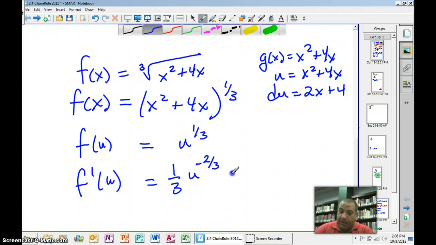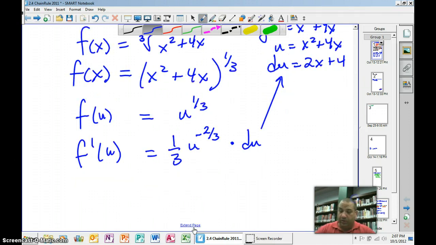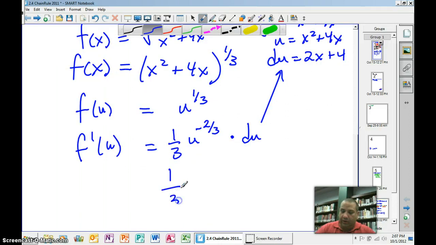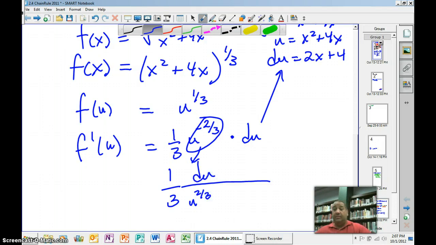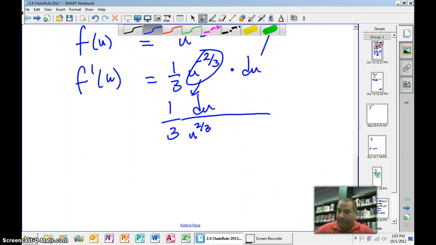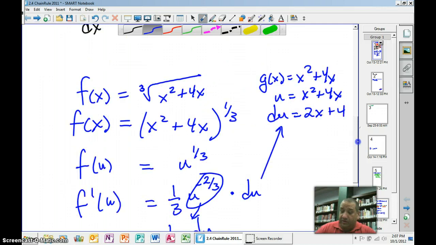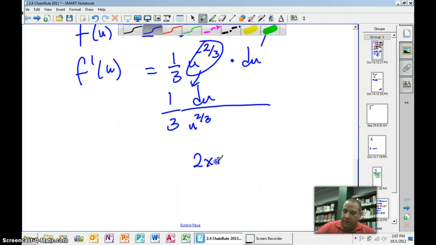But then I need to multiply it by u prime, or du. Here it is. Multiply by 2x plus 4. So after the smoke clears, it'll be 1/3. This u will move to the bottom, and it'll be u to the 2/3, and du will be up top. Now let's plug in our substitution. We're done. What was du? 1 times du is just du, so it's 2x plus 4.